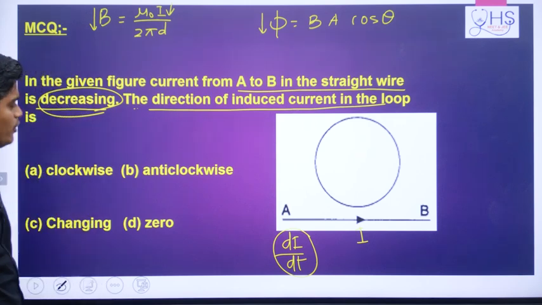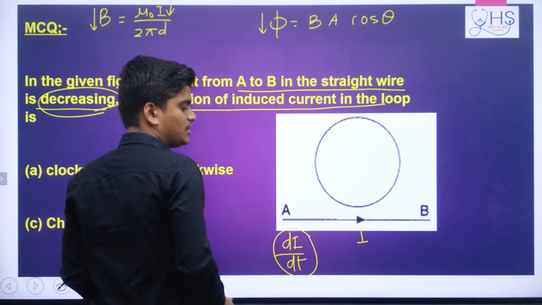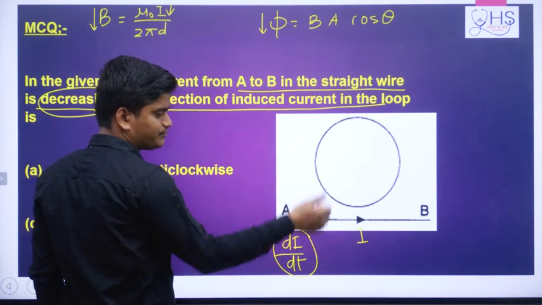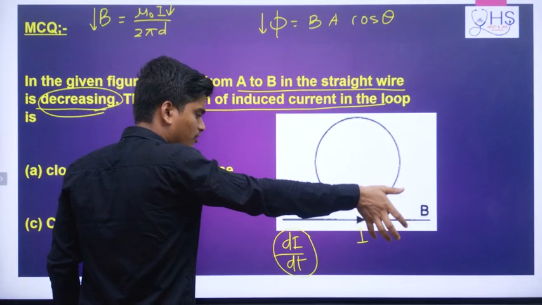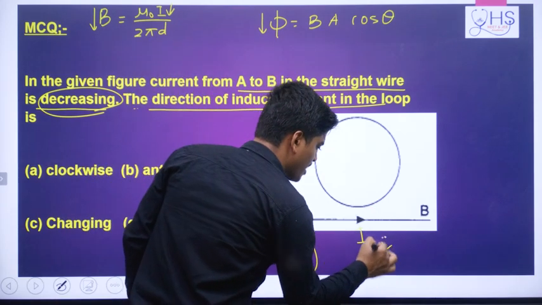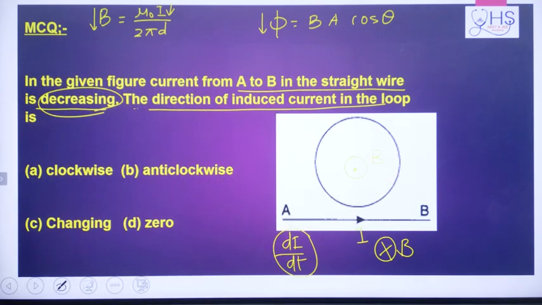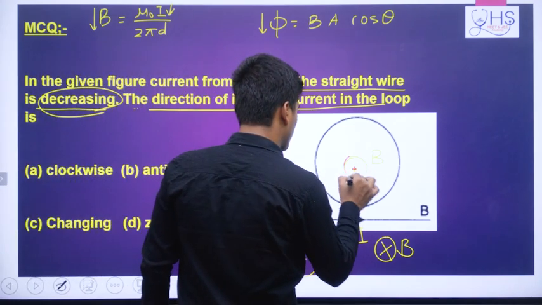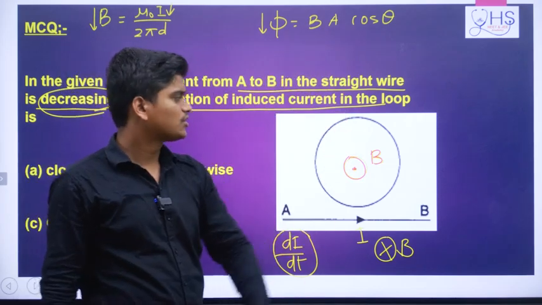Now next, how it will be, clockwise or anti-clockwise? Now to understand that, first to get the point here. Due to the straight wire, what is the magnetic field below and above? How it is? Now keep your thumb in the direction of current. All fingers will enter here. All fingers are entering here means this is the cross magnetic field. And here it will be dot magnetic field. Okay. So now you have to understand. Inside this dot magnetic field, what do you mean by dot magnetic field? Now magnetic field is coming out.